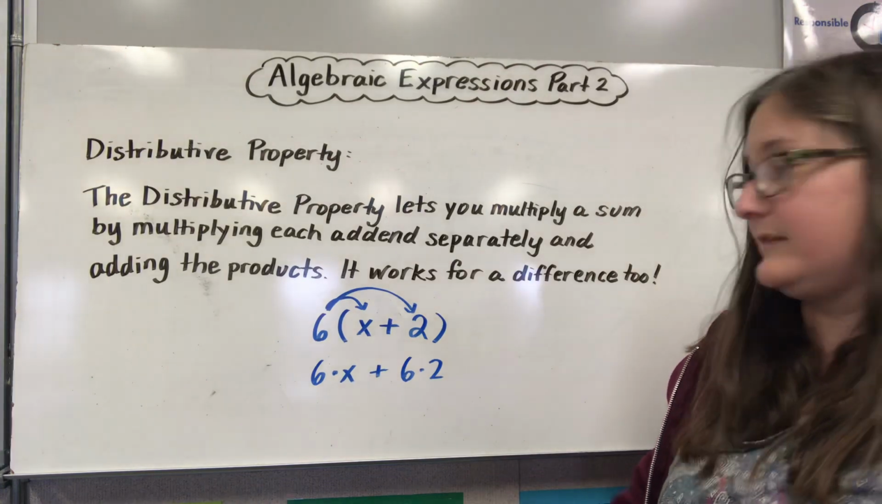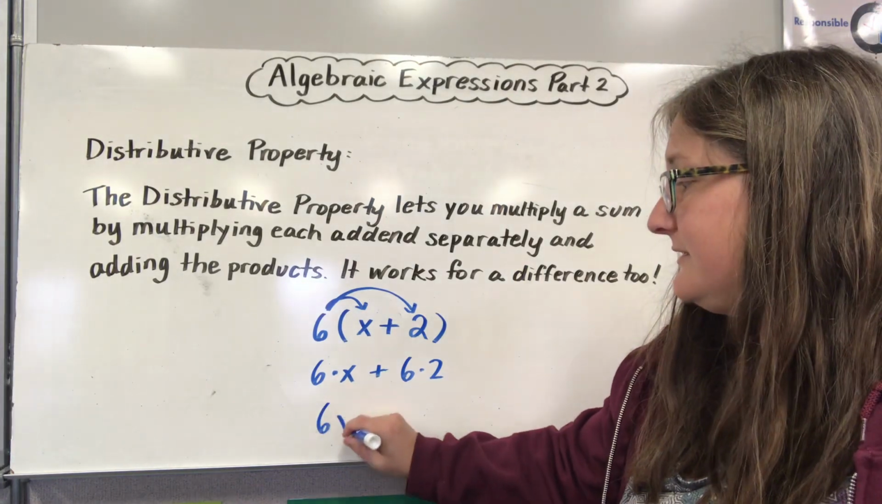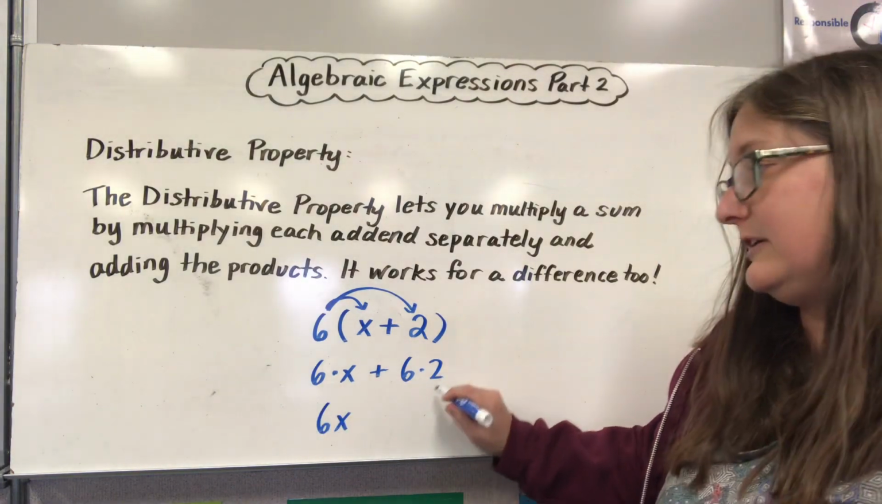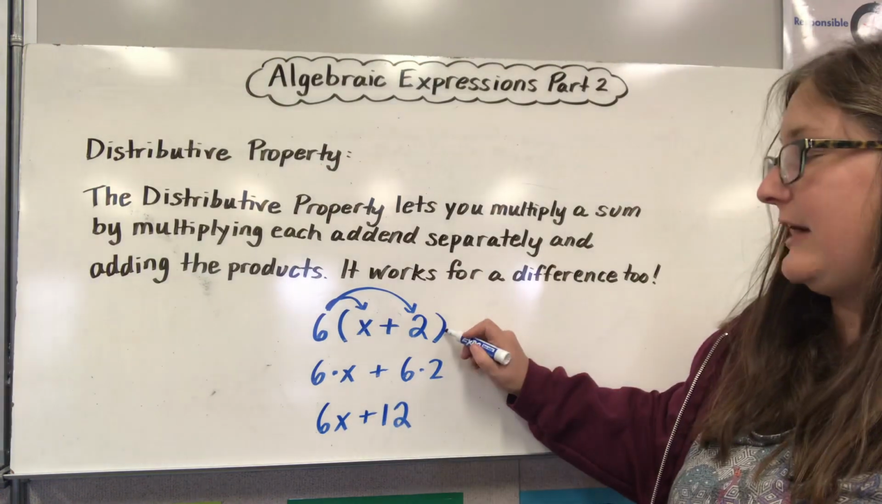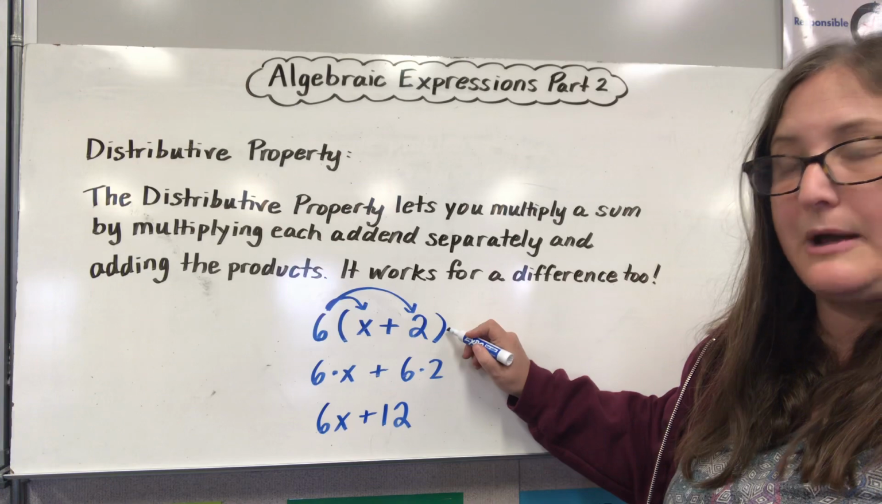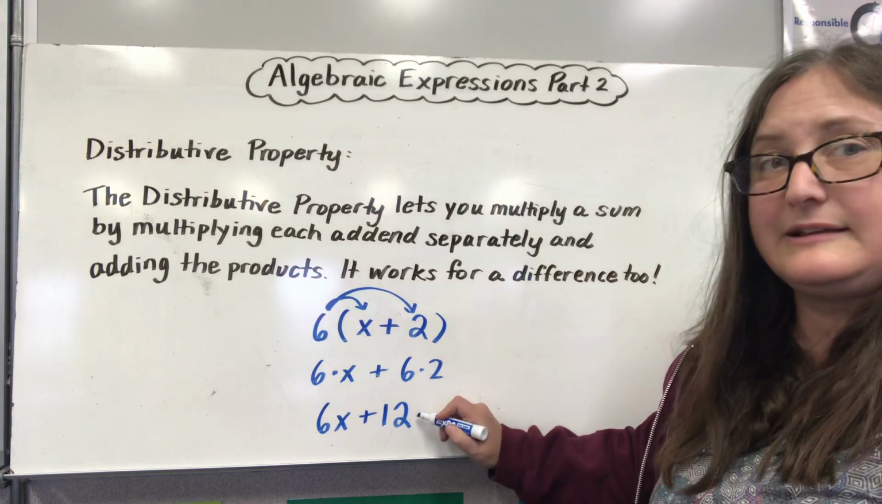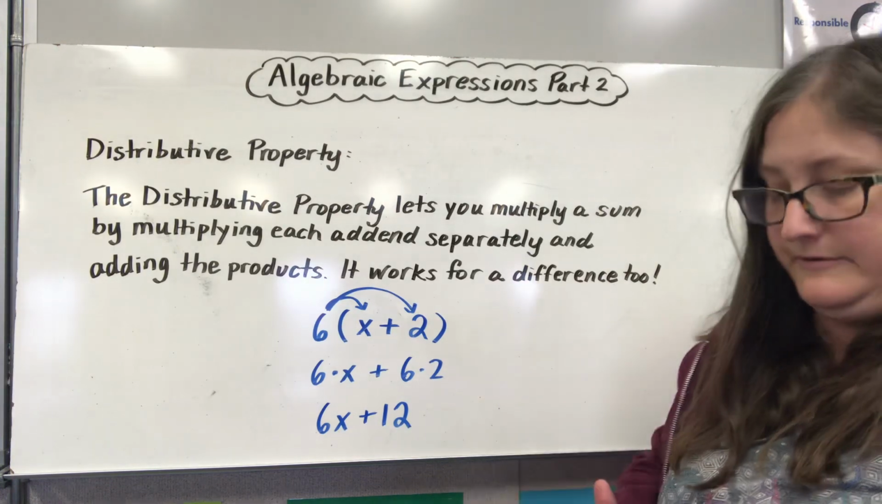Well, I don't know what x is, so I can just simplify this as 6x, but I can do 6 plus 2 and I get 12. So to simplify this expression using the distributive property, I arrive at 6x plus 12.